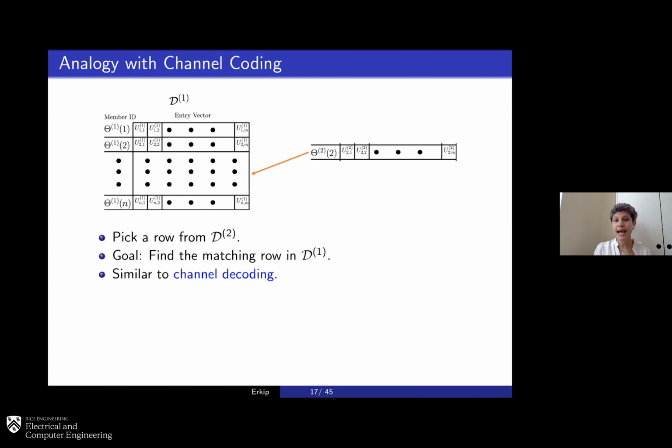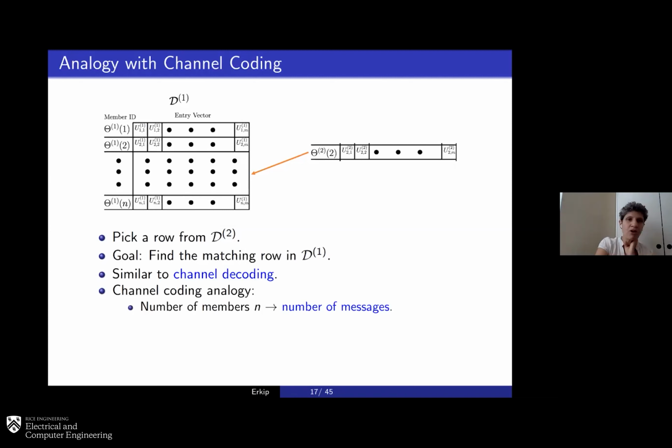Now, one can view this as a way of channel decoding. Here is how we think about it. What's our channel coding analogy? We think of the number of rows in each database, which is N, as the number of messages. These are different people that I'm trying to distinguish between, like the number of messages that I'm trying to distinguish between when I communicate over a noisy channel. The number of columns of each database corresponds to the block length. That's how many attributes each person has. The more attributes a person has, the more information I can collect about that person, and that is analogous to the block length of your channel code.